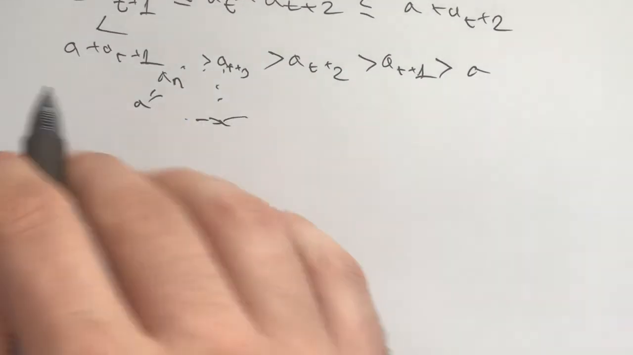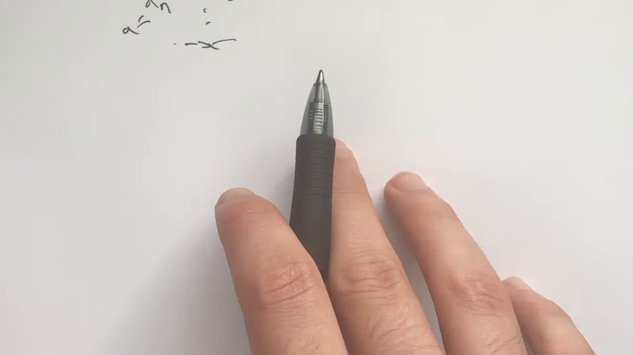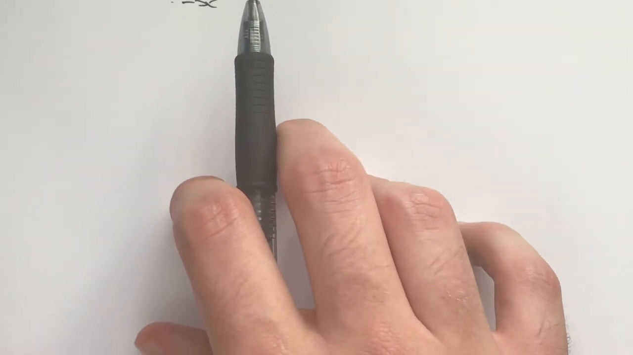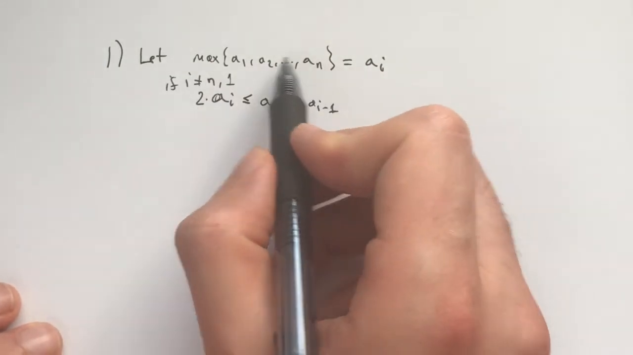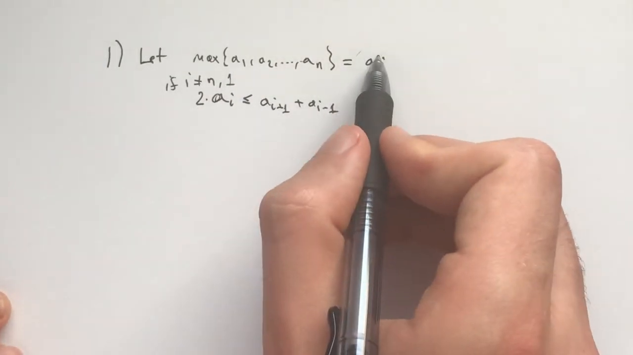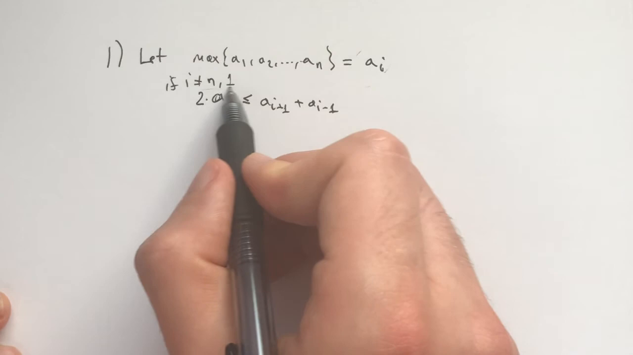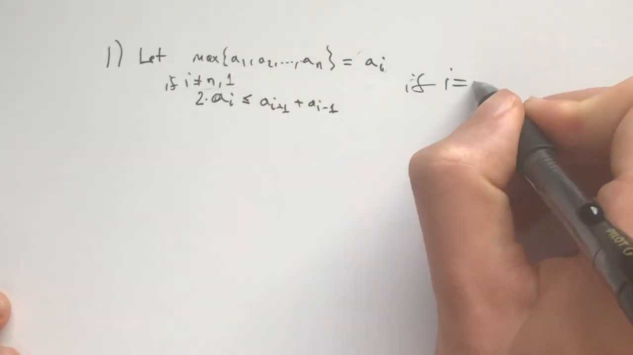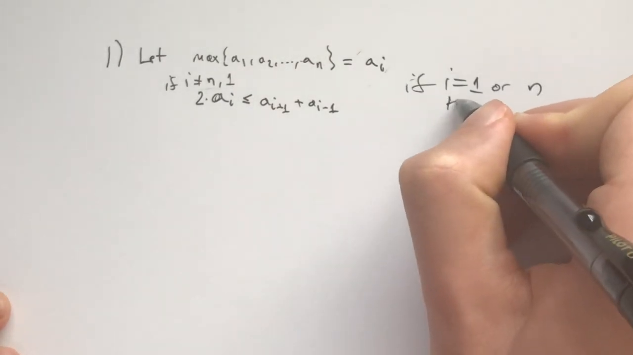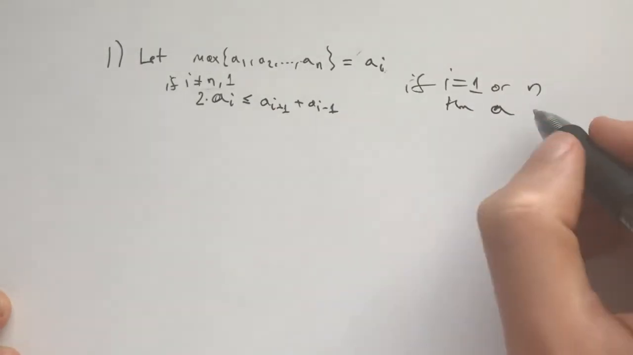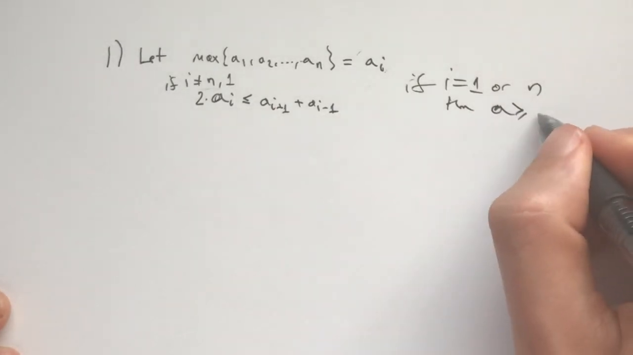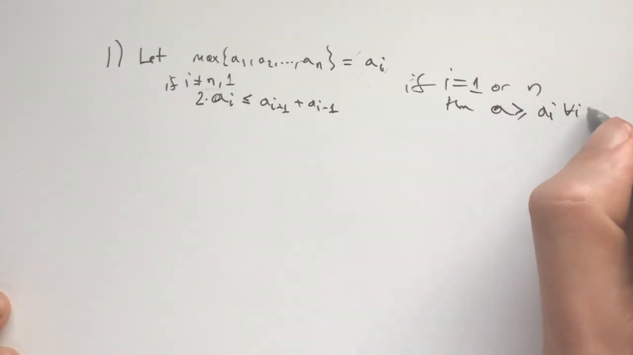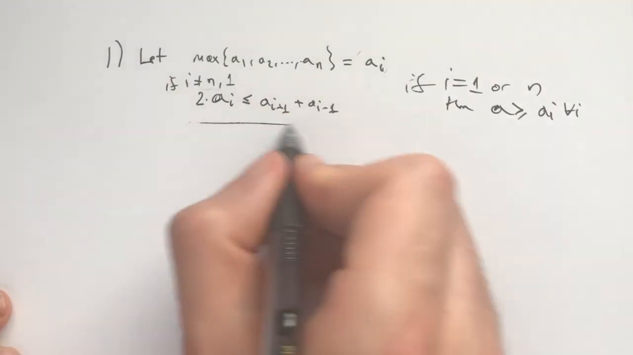And that's one way of proving this and writing it down. Now, a way that I would write the solution down is the following. I would say let the maximum among these numbers be ai for some i, and if i is equal to 1 or n, then we're done. Then a is the maximum number, then a is greater than or equal to ai for every i. Now, assuming this is not the case, we have this.